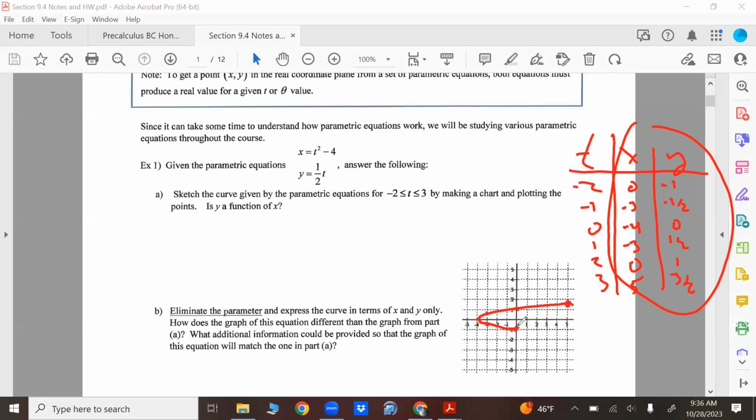You're not going to draw arrows because it does stop at those places. So the answer is no. It's not a function of x, right? It fails the vertical line test. Now, let's eliminate the parameter.